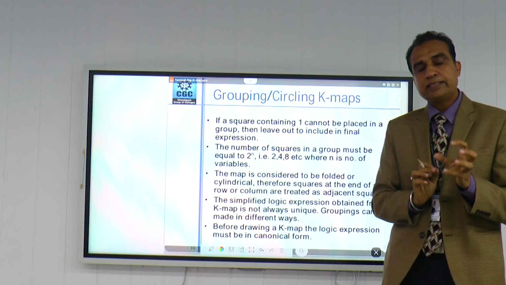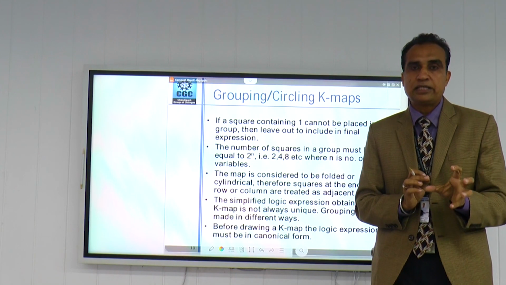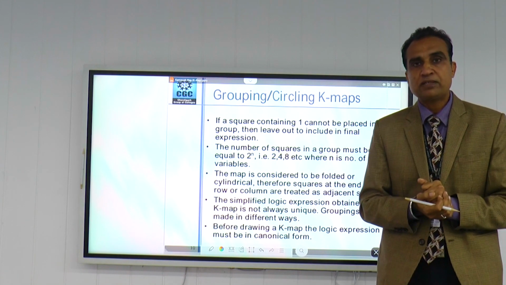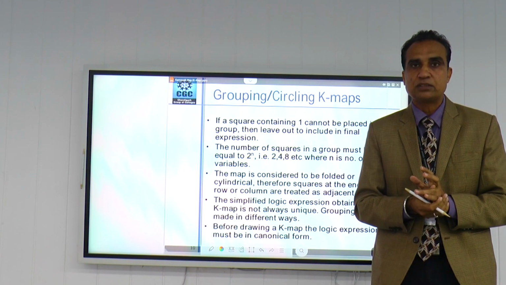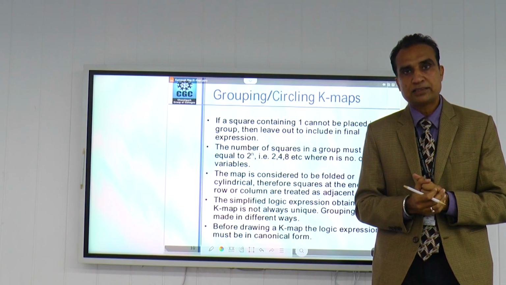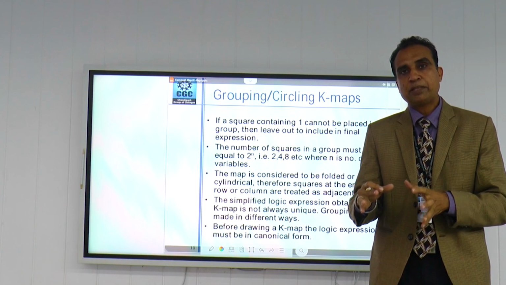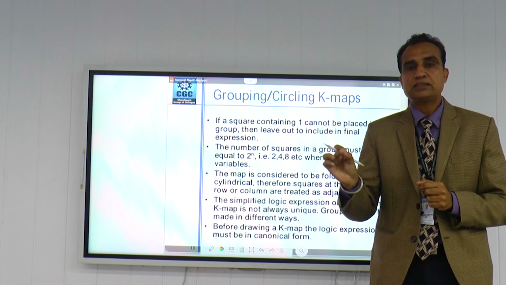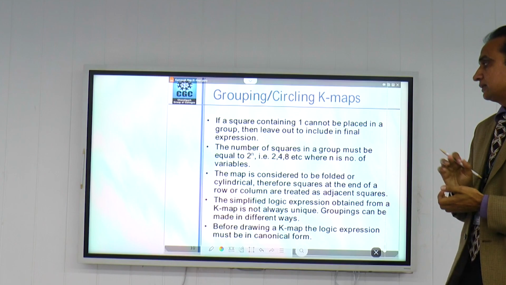How many square grids are provided in the K-map is found with the help of the formula 2 raised to the power n, where n is the number of variables in that particular equation. For example, if 3 variables are there in the equation, the square grids that are available in the K-map are 2 raised to the power 3, that is equal to 8. The map is considered to be folded cylindrical.